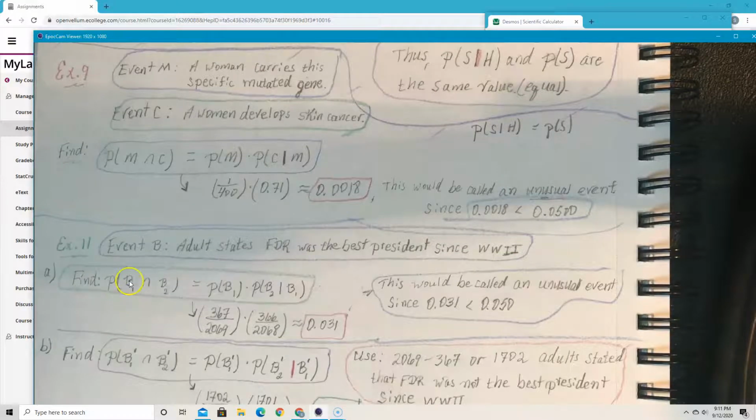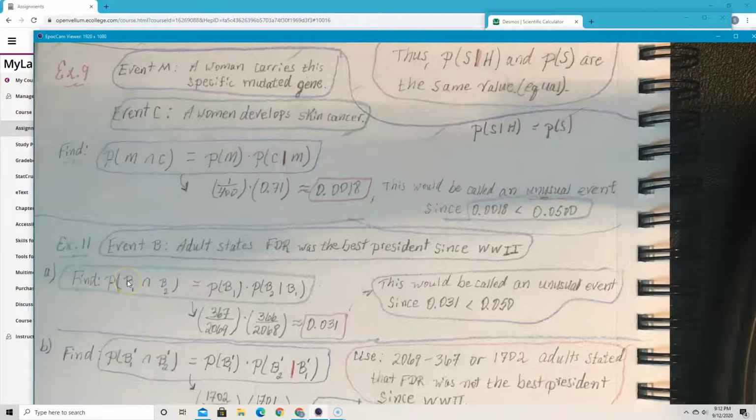It's a way for me to say, okay, the first adult picked first, second, and event B happened. It occurred. What's the problem? They're not asking us whether it happened or not. They're asking us what's the probability that this would happen?